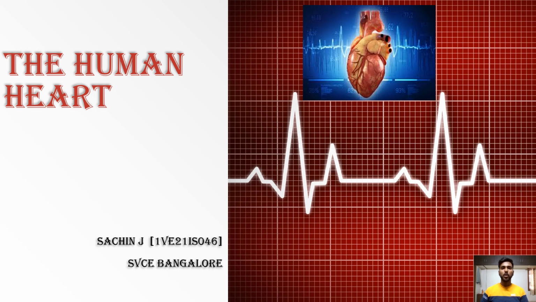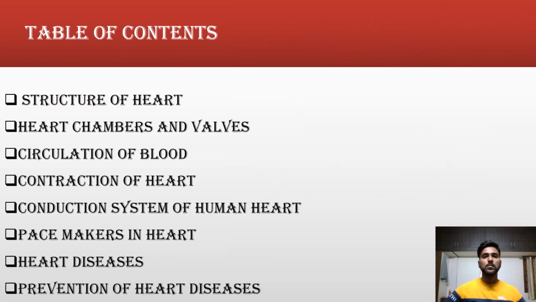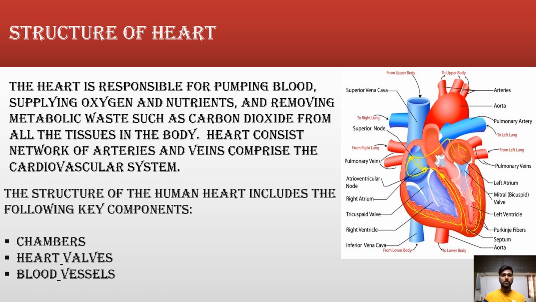I'm here to explain you about the human heart. Table of contents are structure of heart, heart chambers and valves, circulation of blood, contraction of heart, conduction system of human heart, pacemakers in heart, heart diseases and prevention of heart diseases. We'll see about structure of heart.